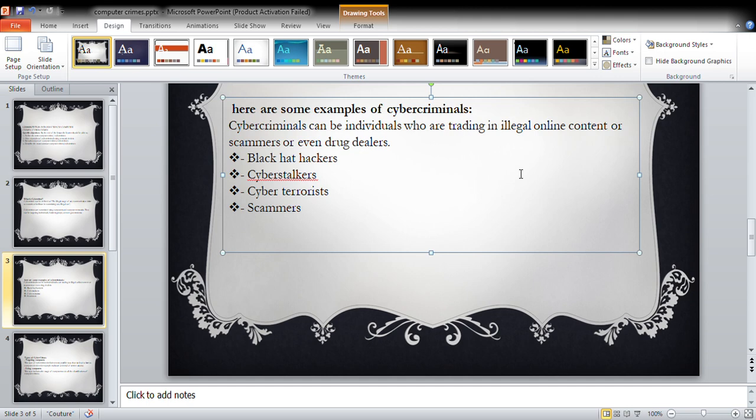So we have scammers, we have cyber terrorists, we have cyber stalkers, and we have black hat hackers. You have heard of people who are called hackers. For example, during the time of election, the government took a lot of measures to ensure that the system was not hacked by cyber criminals such as hackers who could manipulate the system to their advantage and maybe make the candidates of their choice become the winner. Those are examples of cyber criminals that you are supposed to be aware of as ICT personnel. These are not the only cyber criminals in the ICT field.